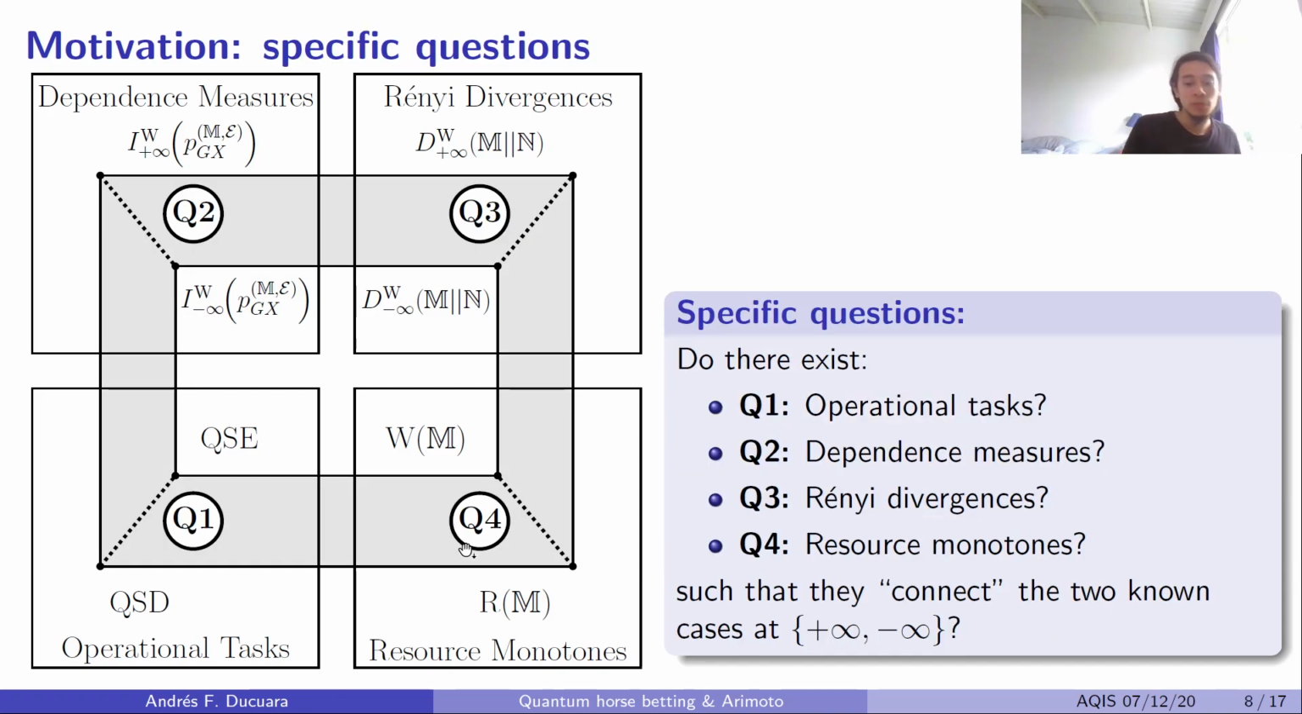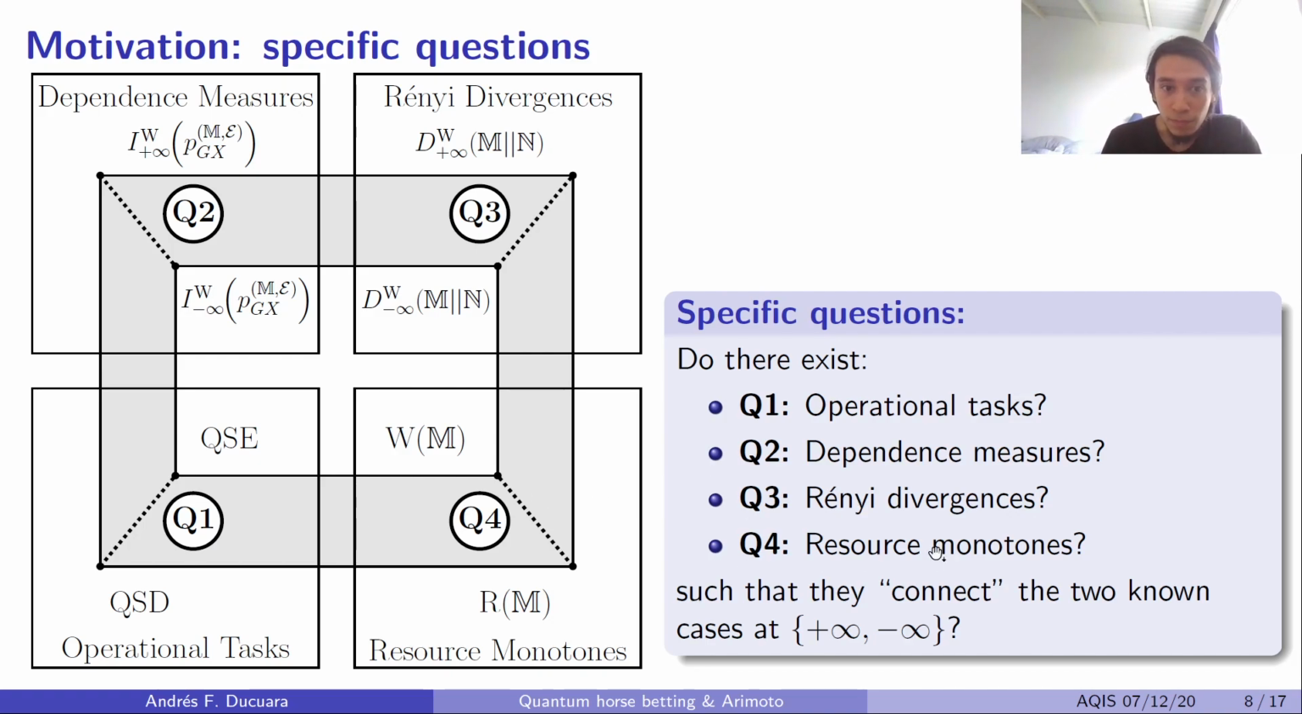Then, in order to make progress in this direction, one needs to be more specific, and we want to fill this space here. For instance, we have a first question, which means that we need to find an operational task that includes discrimination and exclusion, hopefully via a parameter such that when it tends to plus infinity, it recovers discrimination, whilst when it tends to minus infinity, it recovers exclusion, and similarly for the other ingredients.